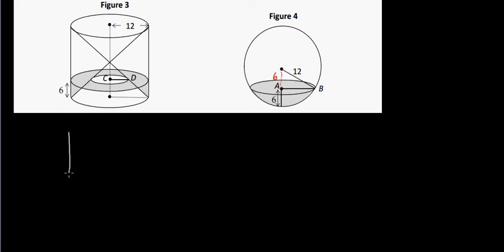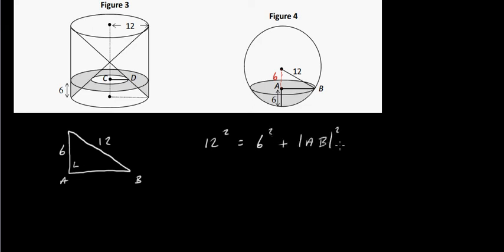So if I just draw that triangle here, we've got something like this. We've got a right angle triangle here. This is 12 centimeters. This here is 6. This is A here. This is B. So we've got to find the distance from A to B. So we can write down 12 squared is equal to 6 squared plus the distance from A to B squared.